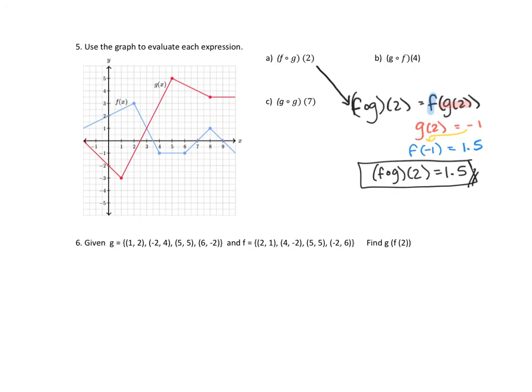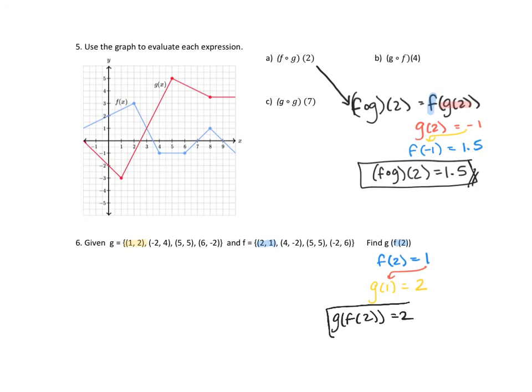Well, if we start with f of 2, it's saying, hey, when our x value is 2, what's our y value? Well, I see this point right here that says, when our x value is 2, our y value is 1. Perfect. So we're going to take this and plug it into our g function, g of 1, and see what we get. So I see when my x value is 1 for g, my y value is in fact 2. So overall, we have g of f of 2 is equal to 2.